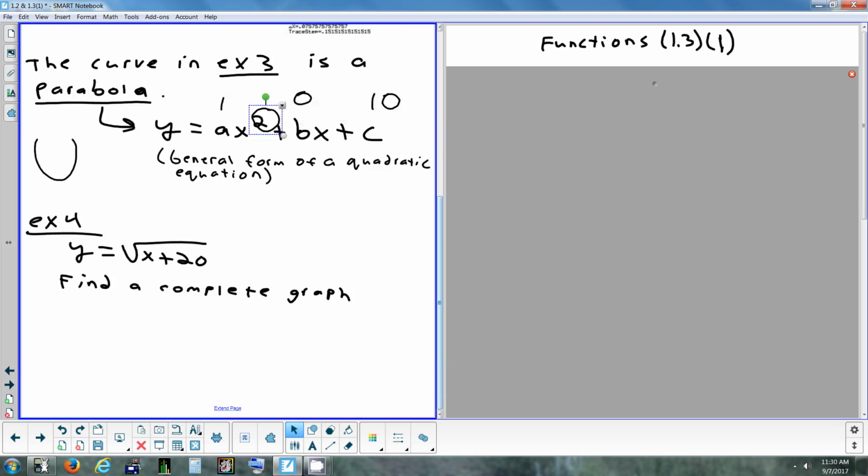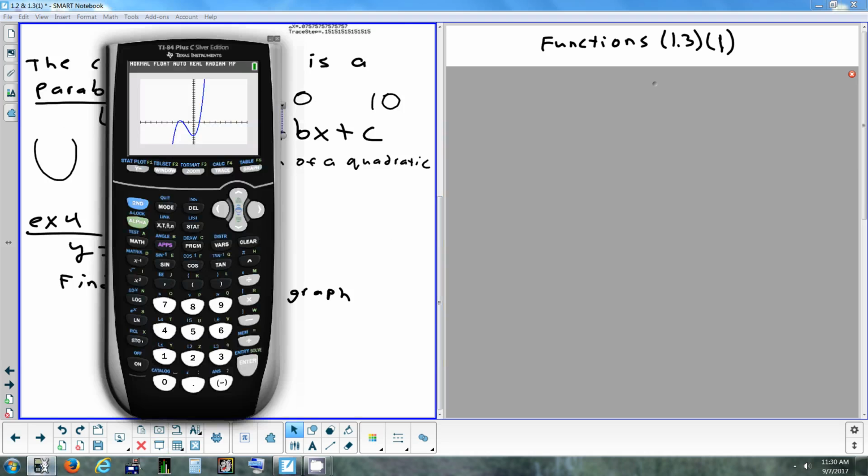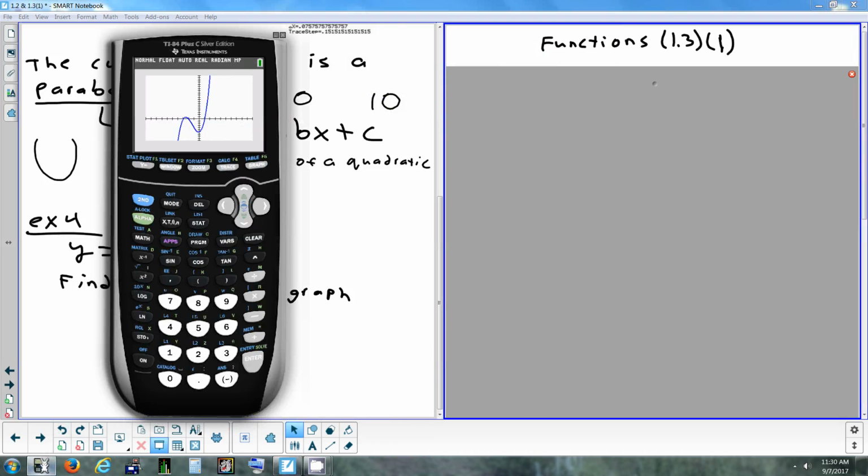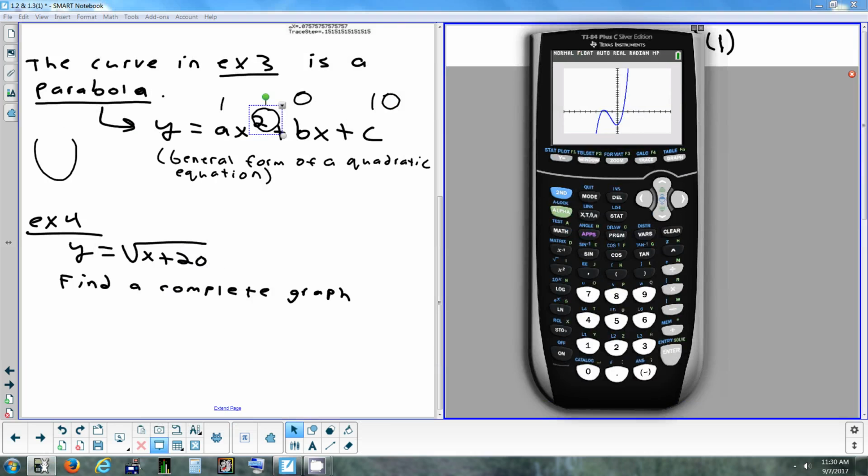Okay, and the last thing I want to look at for this section is finding a complete graph of the square root of x plus 20. Now, when you take a square root, what kind of number does it have to be to avoid imaginaries? Yep. Positive or 0. So in other words, it can't be negative. All right. So whatever you fill in for x under that root, you don't want it to be negative. Okay? This whole section.